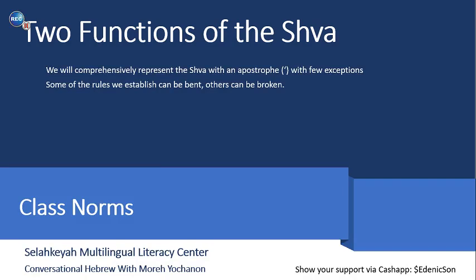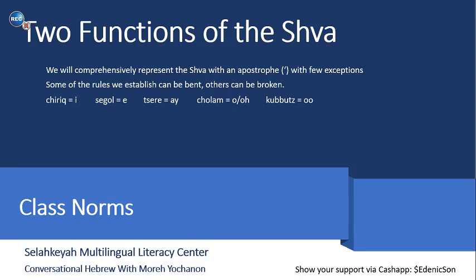Some of the rules we establish can be bent, others can be broken, but we're going to give you a foundation for reading and understanding Hebrew. The Shidduch will be represented with the I, making the E sound. The Segel will be represented with the E, making the sound as in egg. Seti will be represented by the AY. Cholam will be represented by the O or the OH.